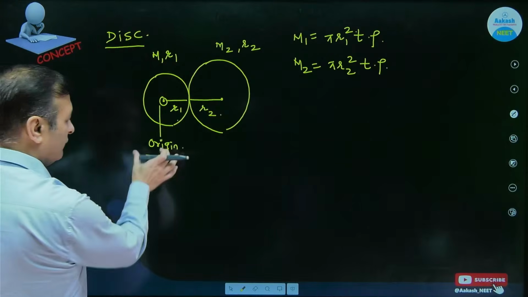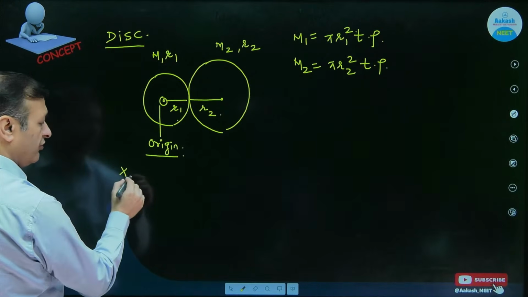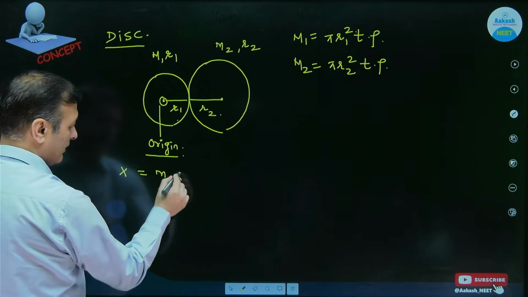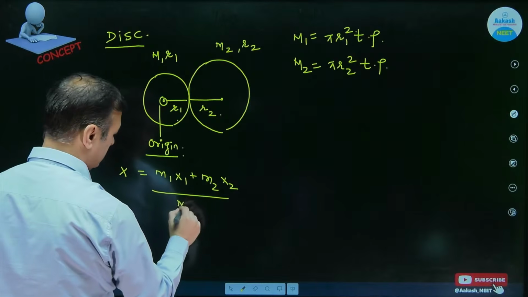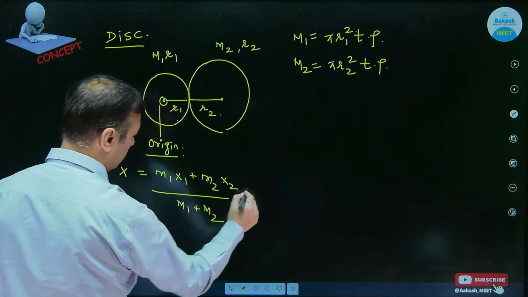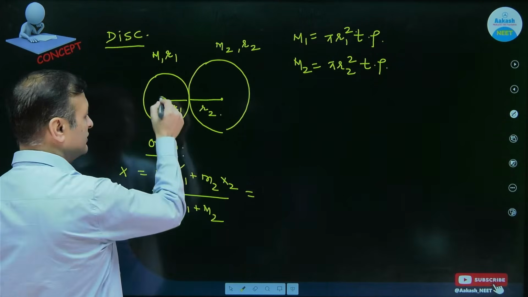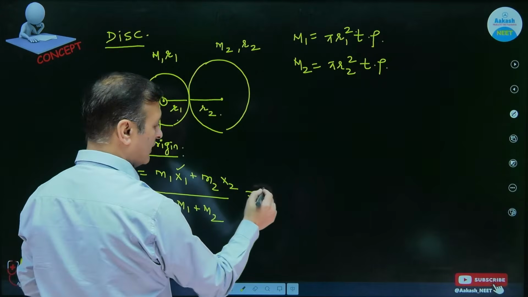So now if this is the origin, then the center of mass will be m1 x1 plus m2 x2 divided by m1 plus m2. So x1 is 0 for this part, so the first part goes.